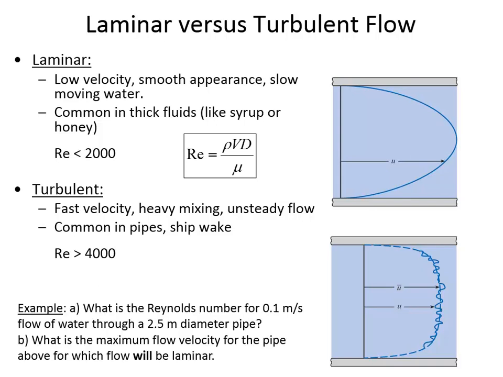So let's give this a try. Let's calculate an example. Let's find out, if we had a pipe that's 2.5 meters in diameter, and the water is moving at 0.1 meters per second, what is the Reynolds number for that? And once we calculate the Reynolds number, we'll know whether the flow is laminar or turbulent.